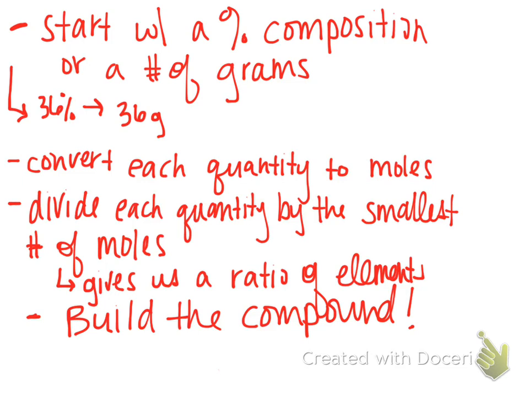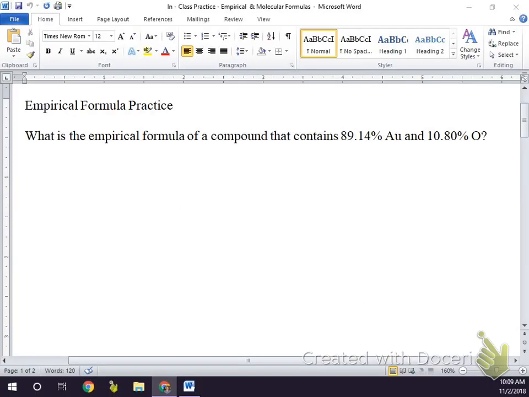Okay, so now you can flip over to your example sheet, and we're going to start with that first example. All right, what's the empirical formula of a compound that contains 89.14% gold and 10.8% oxygen? So when it gives you these percentages, it's percentage mass, right? It's not just percentage of number of atoms.